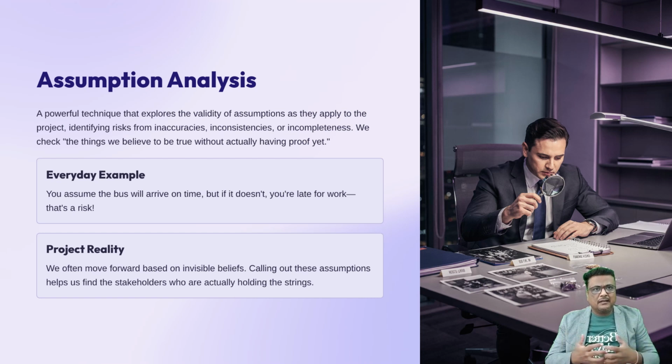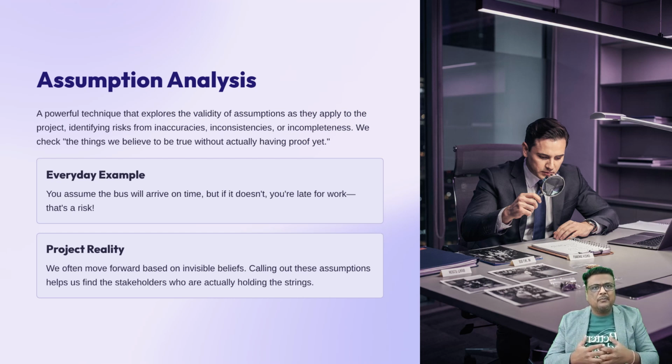In plain English, it means we are checking for the things we believe to be true without actually having proof yet. We all do this every day. You might assume the bus will arrive on time, but if it doesn't, you're late for work. That's a risk. In our projects, we often move forward based on these invisible beliefs.